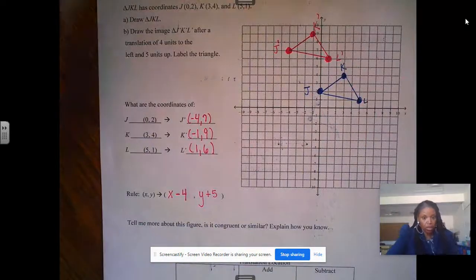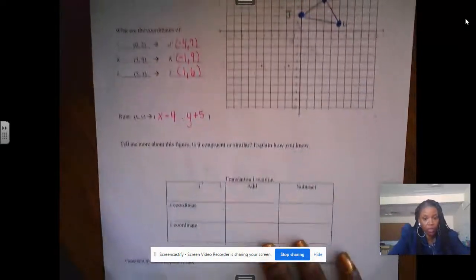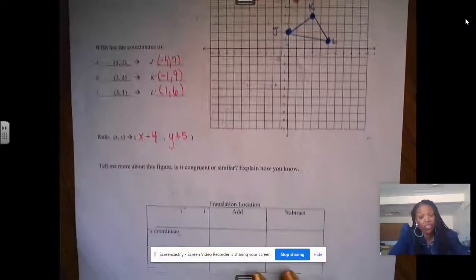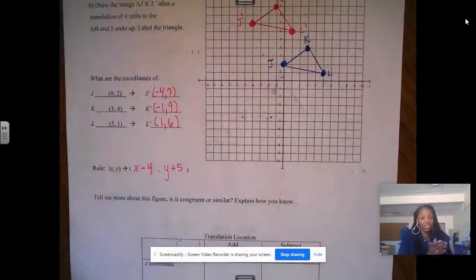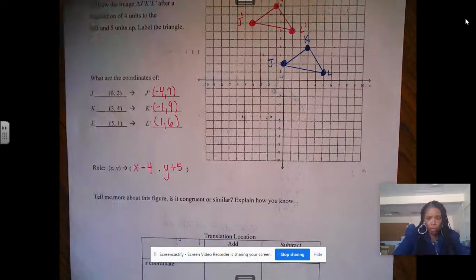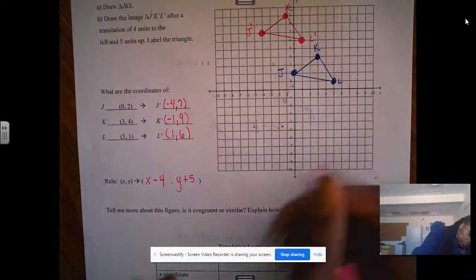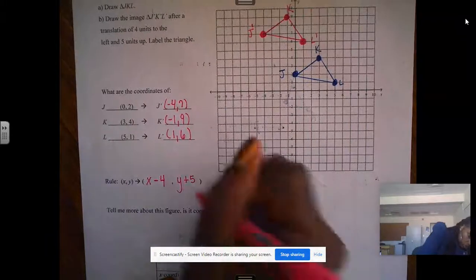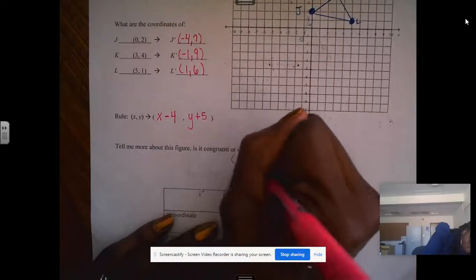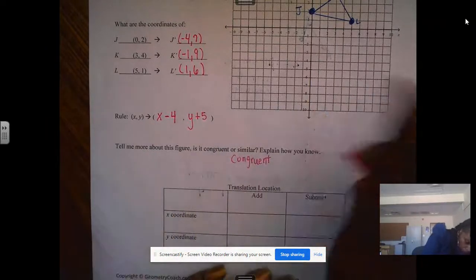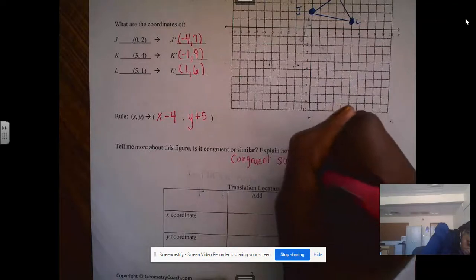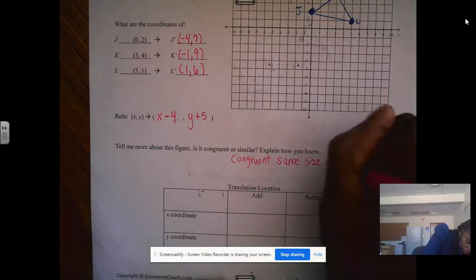Okay? So it says, tell more about this figure. Is it congruent or similar? This figure is congruent. Congruent means everything equal. Similar means it's proportional. So similar shapes may change size, right? Therefore, congruency has to be the exact same size, exact same shape. So it is congruent, because it's the same size and same shape.